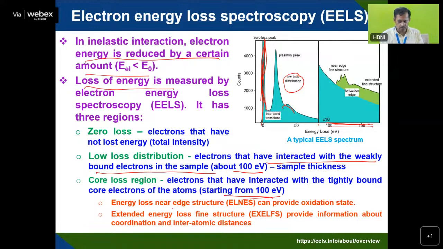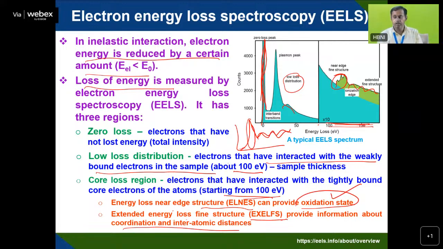Here, ELNES, energy loss near edge structure, and EXELFS, extended energy loss fine structure, provide the information. Similar to XANES, you will get the oxidation state from ELNES spectroscopy, the near edge structure. The extended energy loss is the oscillation you get after the near edge transition, like in X-ray. So this near edge transition gives you the oxidation state, and the oscillation in the extended energy loss gives information on coordination number and interatomic distance.